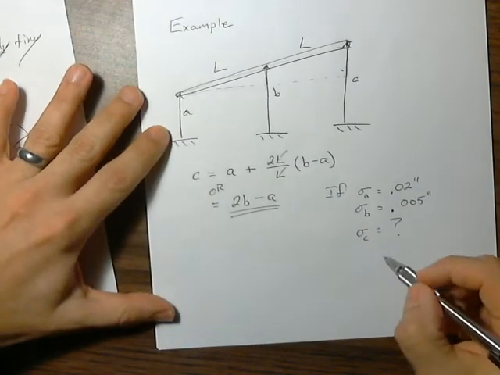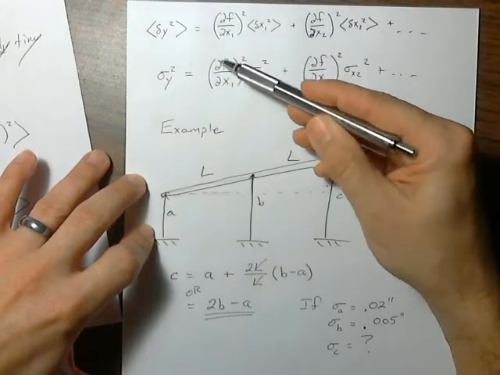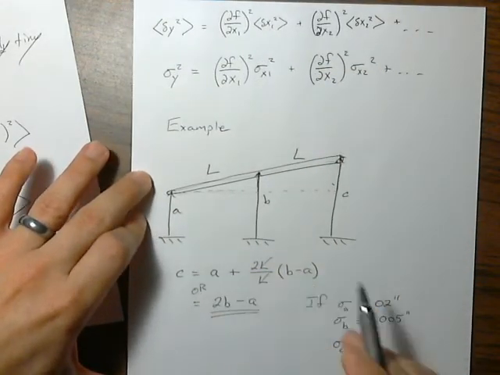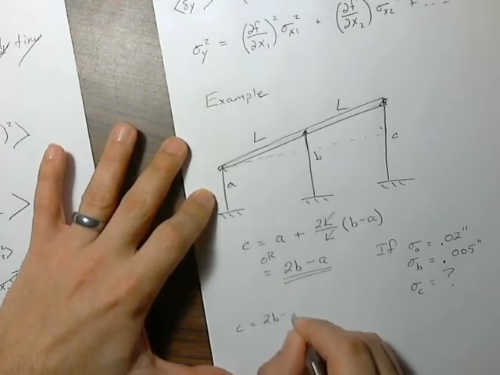So here we go. What we learned up here is if we've got some calibration, which we do, right here, we've got it. Our calibration, let's rewrite it. C is equal to 2B minus A.